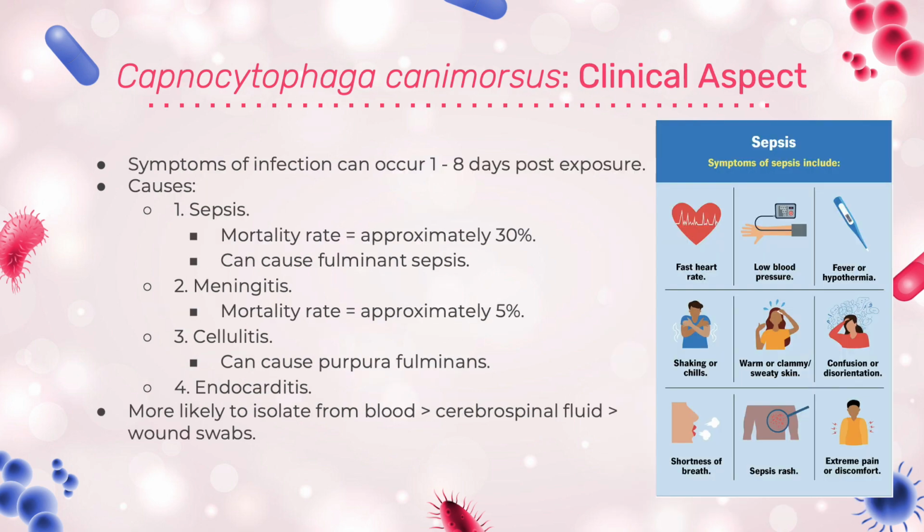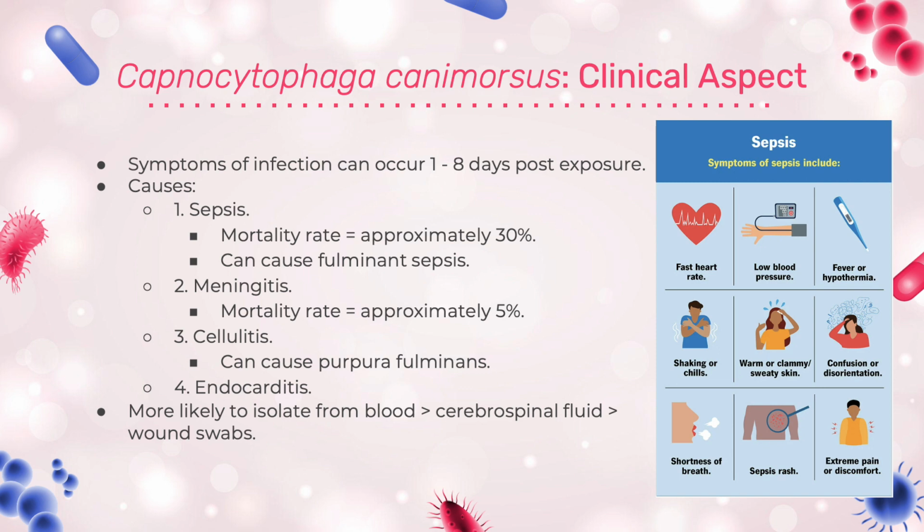Let's take a look at how Capnocytophaga canimorsus can cause trouble in the body. We can start to see signs of infection anywhere between 1 to 8 days post-exposure, and this organism takes around 7 days on average to incubate and grow into enough numbers to start to cause real issues. Some of the clinical manifestations include sepsis, which is the reaction of the body to a bacteremia, which is an infection of the blood, in which your organs and tissues take damage while your immune system tries to fight the infection.